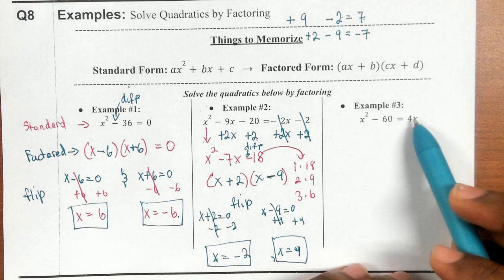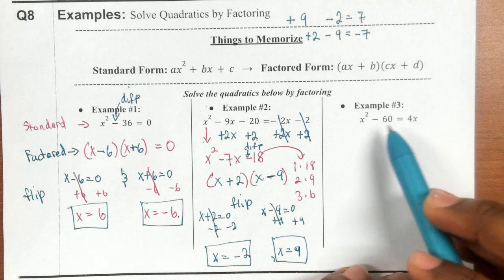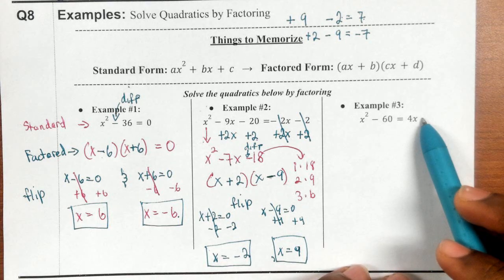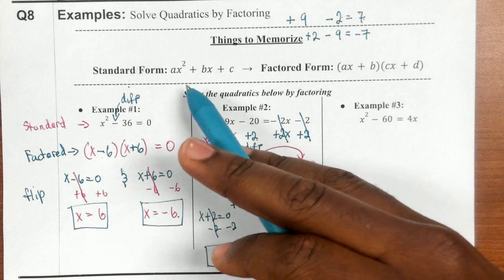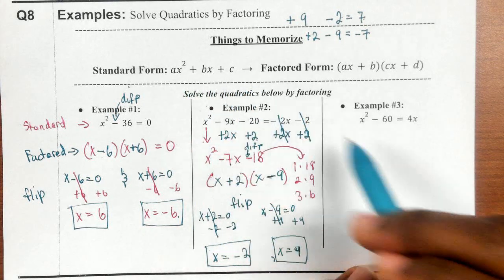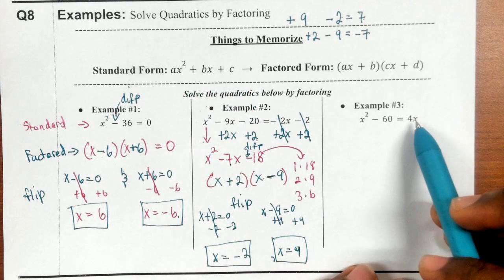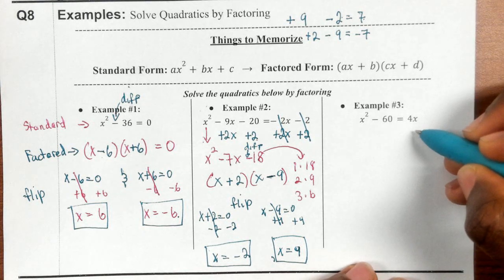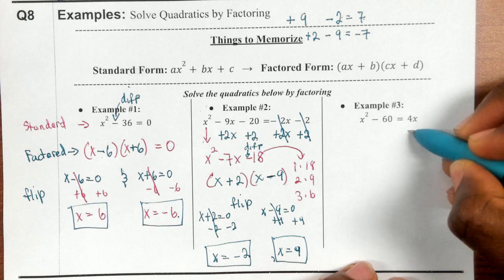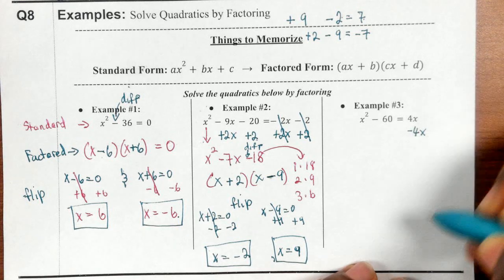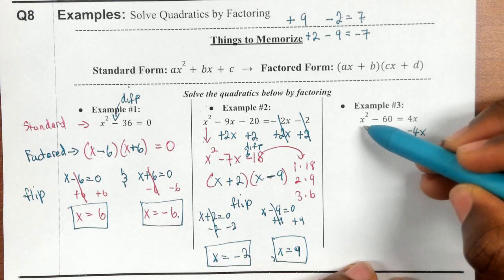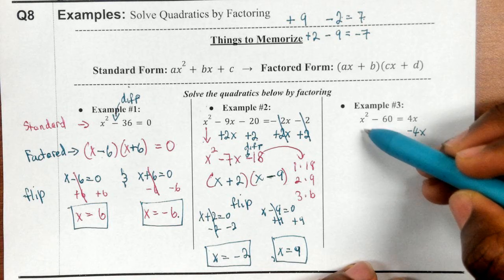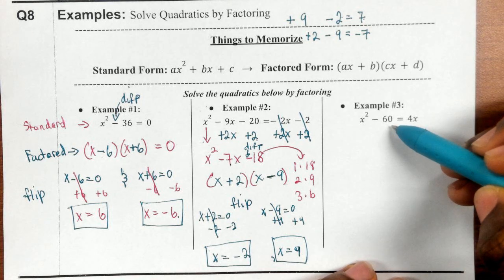Alright, guys, so first things first, I need to make sure that my equation is in the standard form for quadratic, which is ax squared plus bx plus c. This is not in the standard form, so I need to move the 4x to the other side. How do you move a positive 4x to the other side? By subtracting 4x. Alright, am I going to subtract it from x squared? No. From the -60? No.